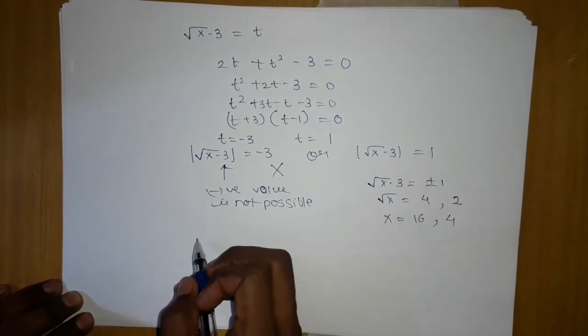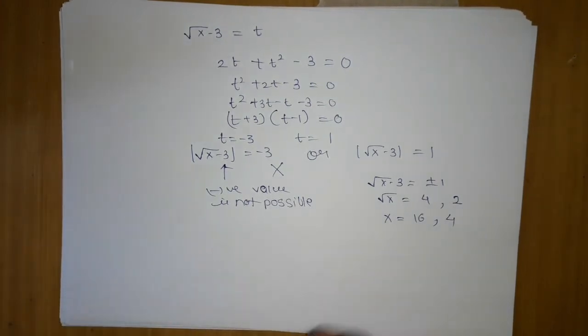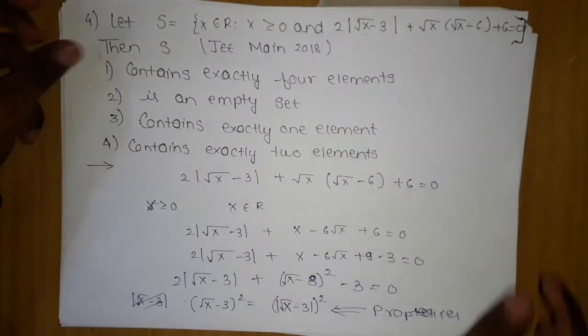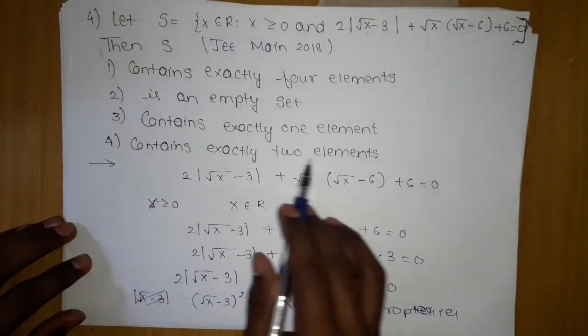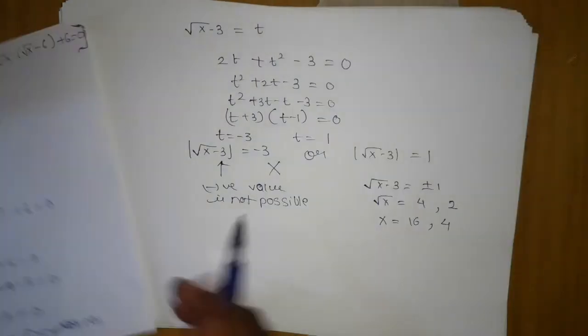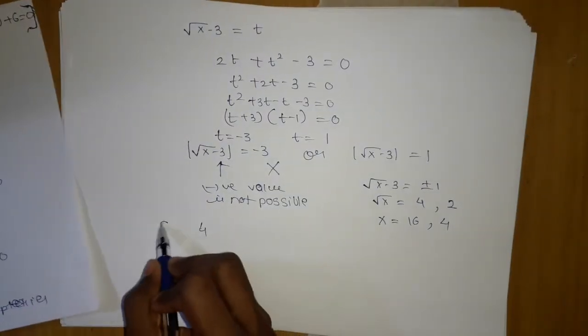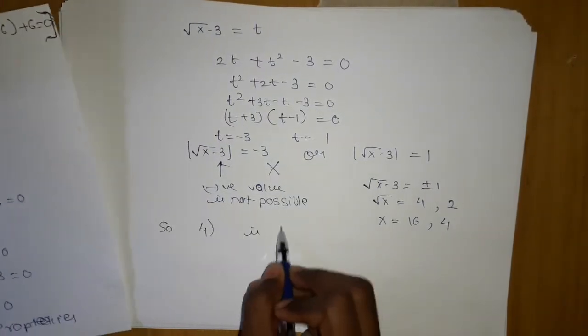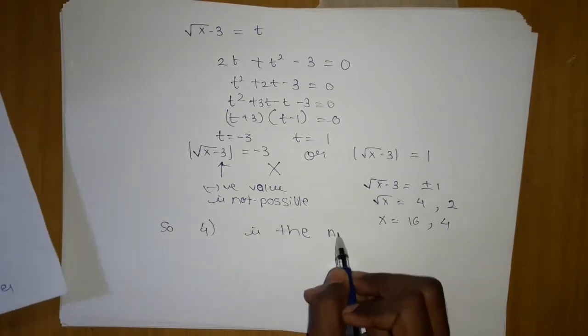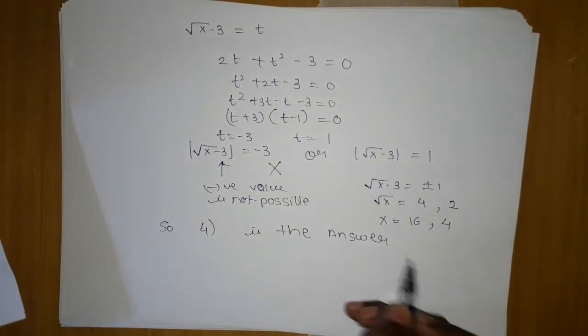Okay, so is there any option which says 16 and 4? So the fourth is the answer, which says it contains exactly 2 elements. Exactly 2 elements, so 4 is the answer. Okay guys, now let's move on to the next question.